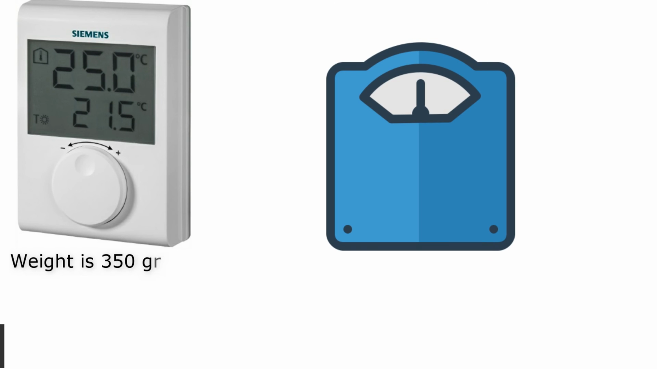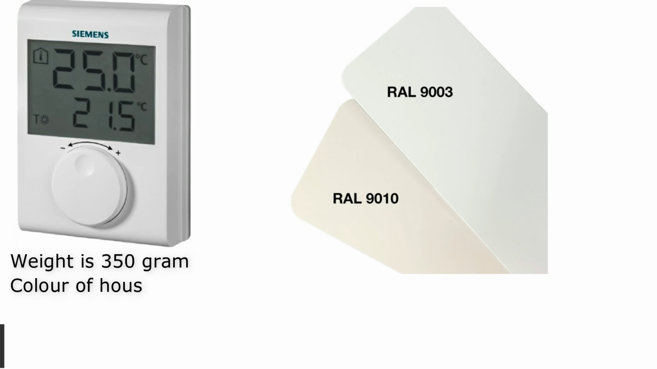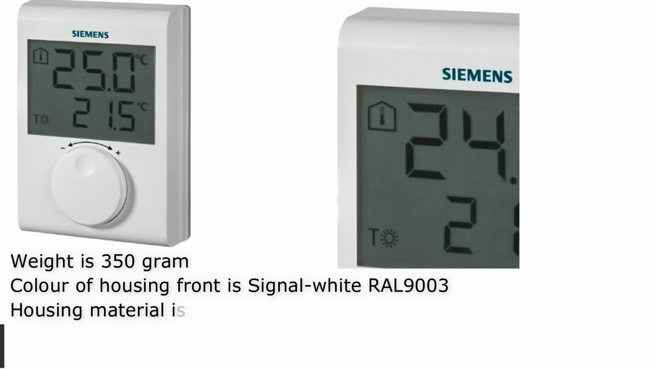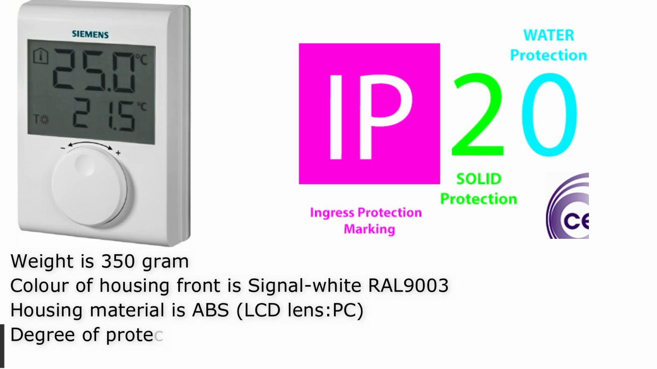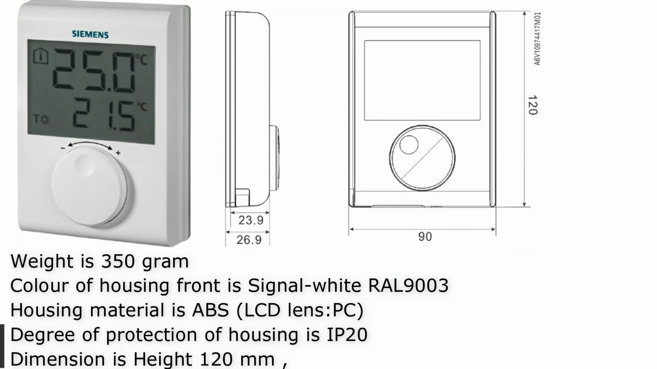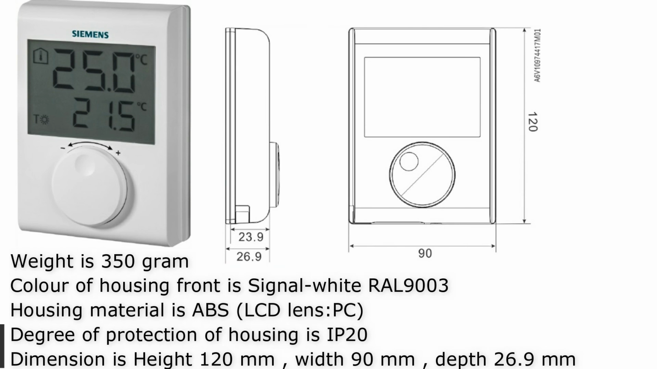Weight is 350 gram. Color of housing front is signal white RAL 9003. Housing material is ABS, LCD lens PC. Degree of protection of housing is IP20. Dimensions are height 120 mm, width 90 mm, depth 26.9 mm.